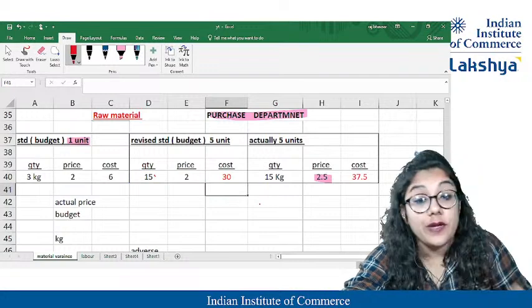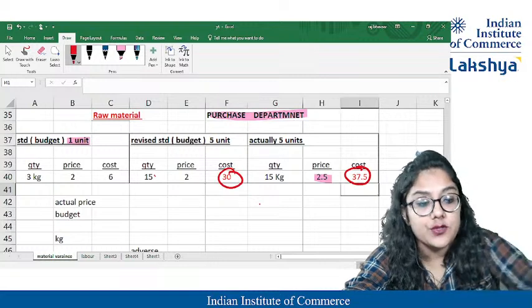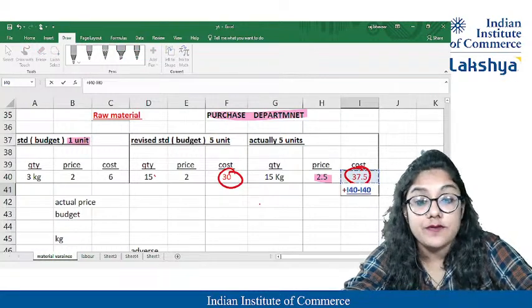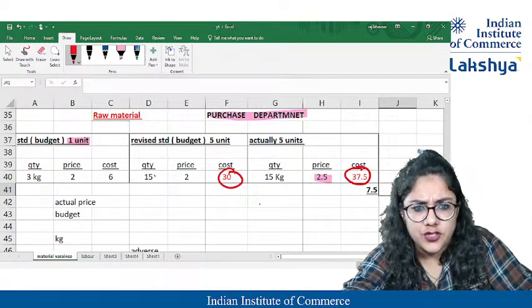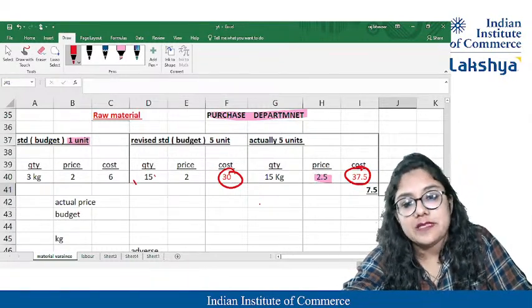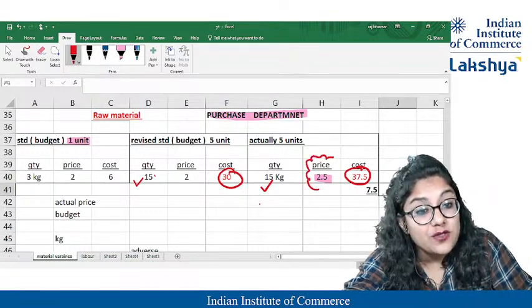So when my cost would have been 30 only, but actually it is 37.5, ma'am, it's a loss of how much? So yeah, you can say, ma'am, it's a loss of 7.5 for sure. So who is responsible? Will you scold the production department? The production department will say, I have purchased 15 only, but it is just because of the increase in the price.